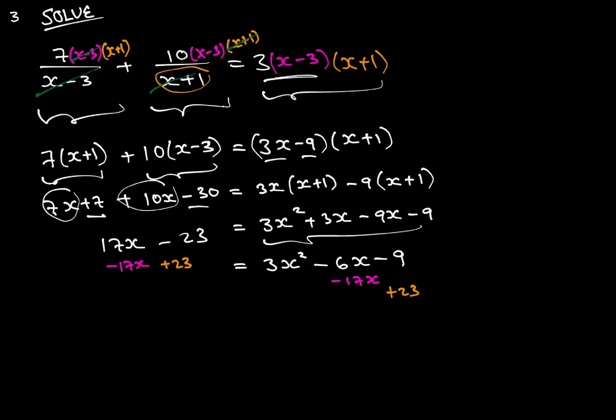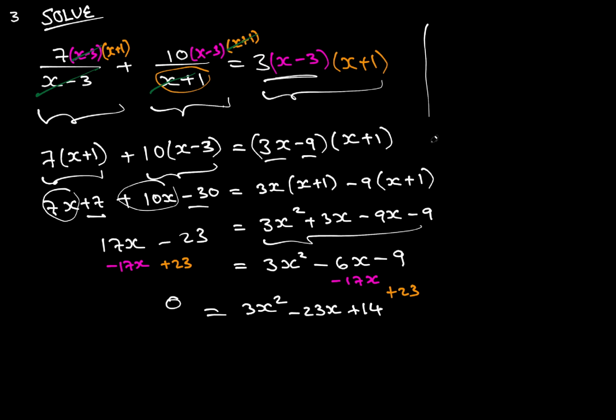So I've got this side is obviously going to equal 0. I've got 3x squared, which is unaffected. So I've got negative 6x minus 17x, which is minus 23x. And then minus 9 plus 23 is positive 14. So I'll leave it like that.